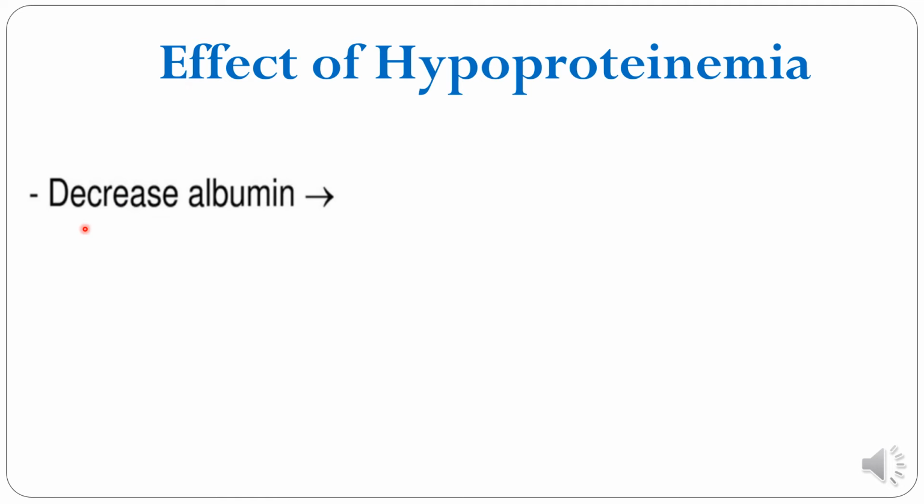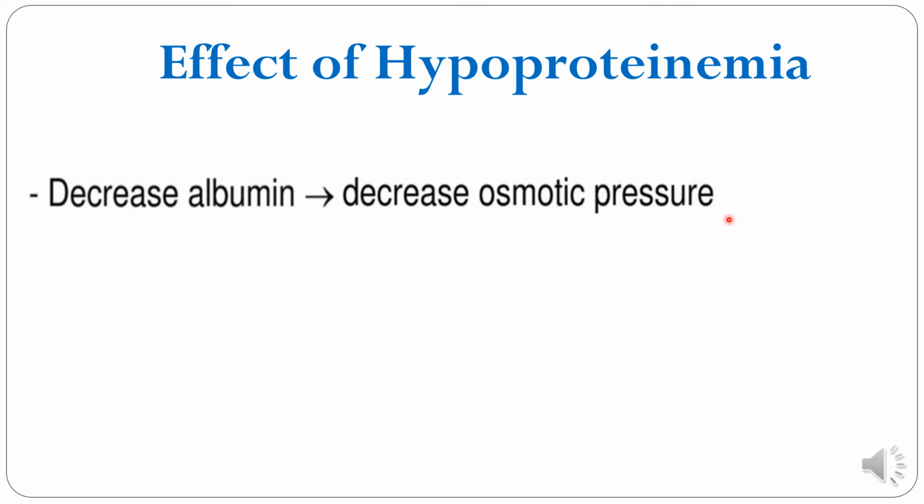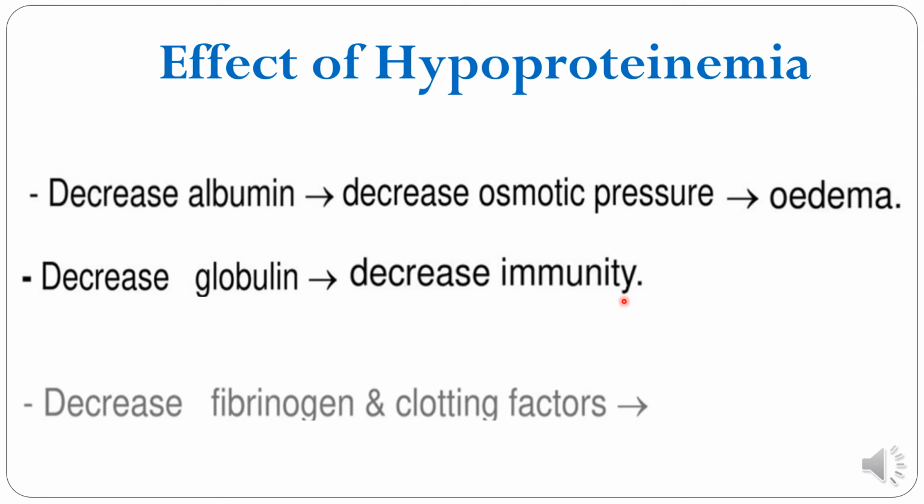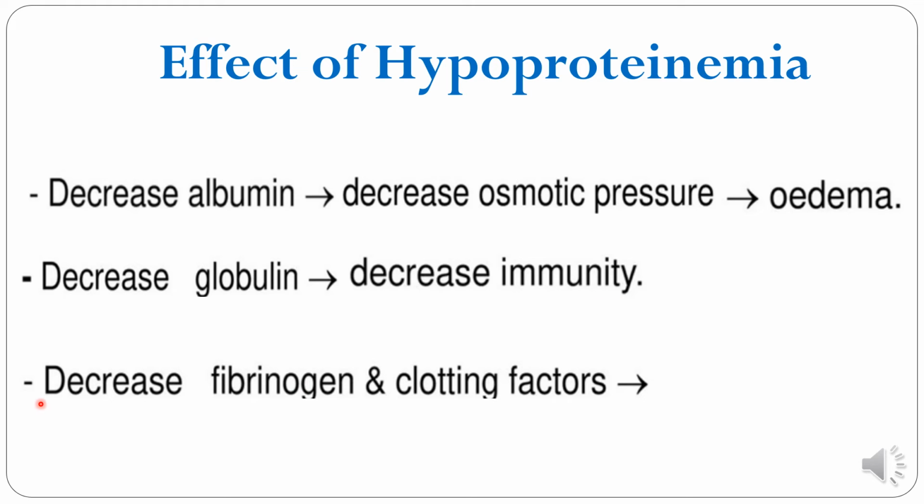Now, what are the effects of hypoproteinemia? Generally, if hypoproteinemia is because of a decrease in albumin, there will be decreased osmotic pressure, which will lead to edema. That is one of the effects of hypoproteinemia. If the hypoproteinemia is because of decreased globulin, then there will be decreased immunity in that person. And if it is due to decreased fibrinogen and clotting factors, then there will be bleeding tendencies observed in that patient.